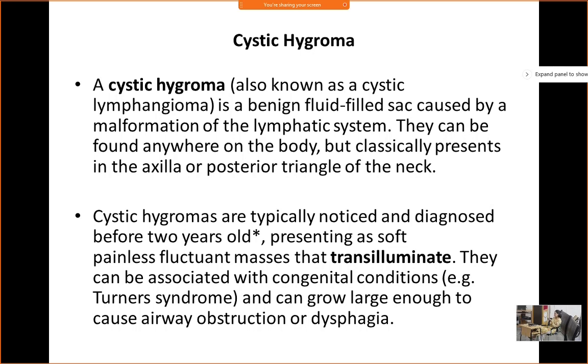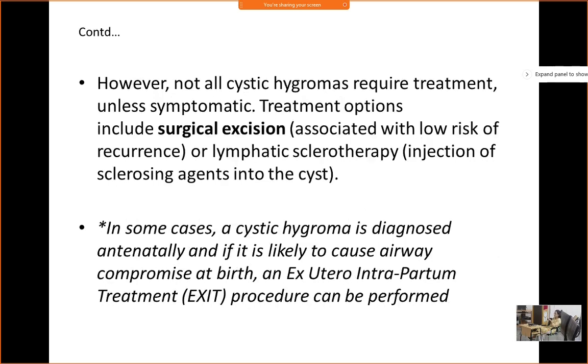Usually it has the tendency to grow outwards, but when it has reached a certain limit, it will tend to grow inwards, causing external or extrinsic compression of the trachea as well as the esophagus, leading to dysphagia and breathing difficulty. However, not all cystic hygromas require treatment unless they are symptomatic. The treatment options include surgical excision or lymphatic sclerotherapy. If it is small enough, you can go ahead with an injection sclerotherapy of the cyst. But if it is big enough, usually mainly because of cosmetic reasons, we go ahead with surgical excision.